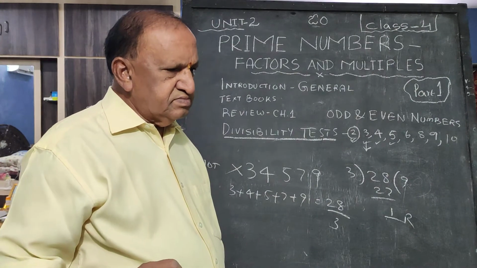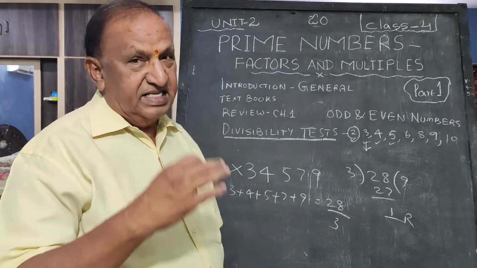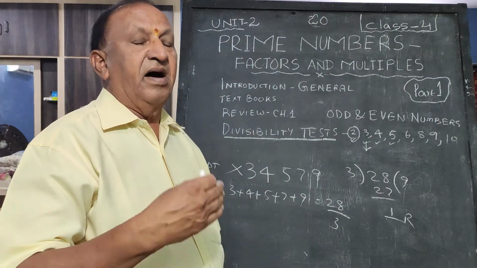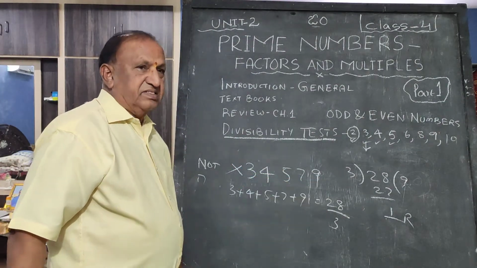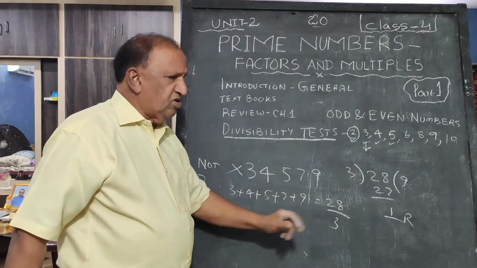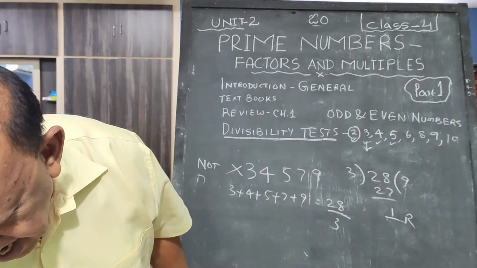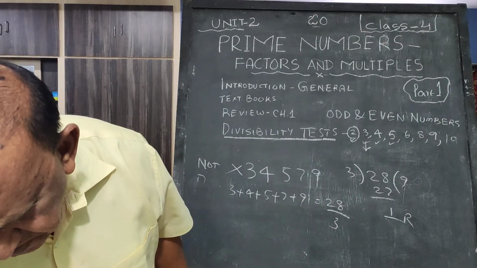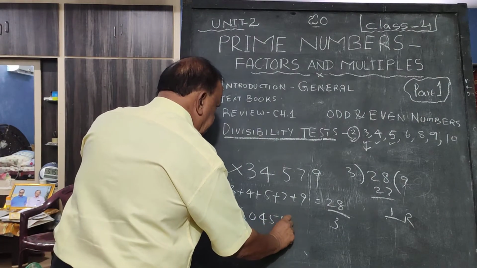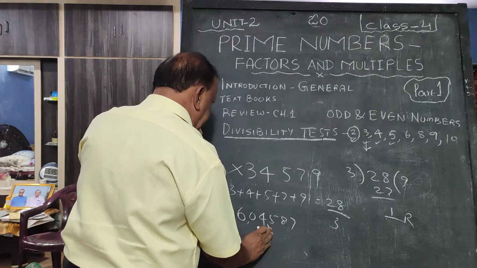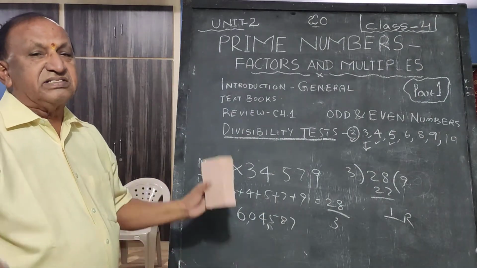So given a number, if you want to find out whether it is divisible by 3 or not, what do you do? Simply add the digits and see if the total is divisible by 3 or not. I will take another example where it is divisible: 604,587. Let's find out if this number is divisible by 3 or not.